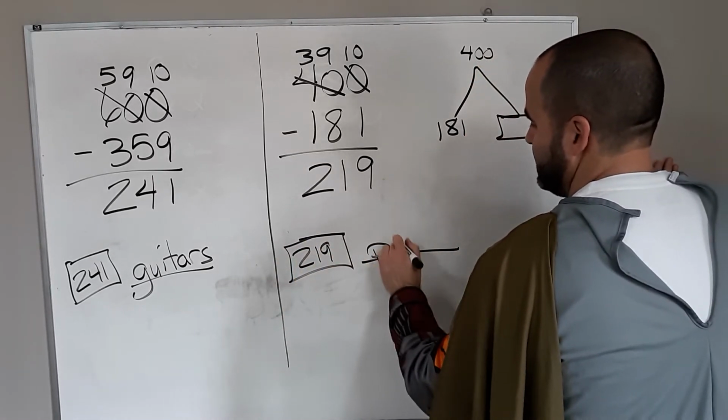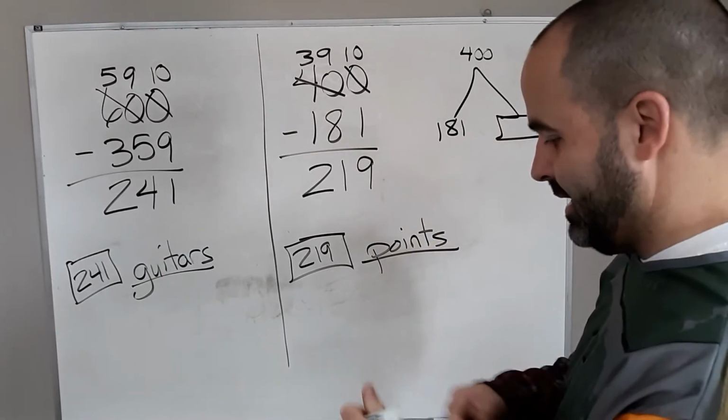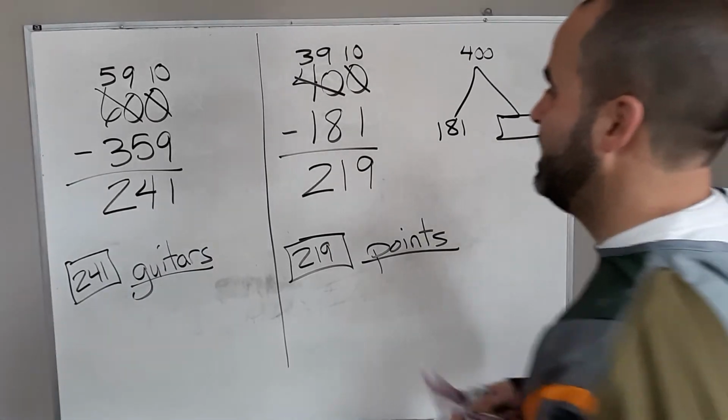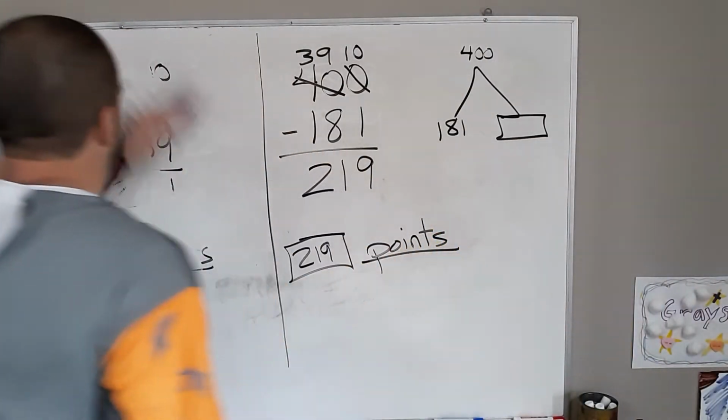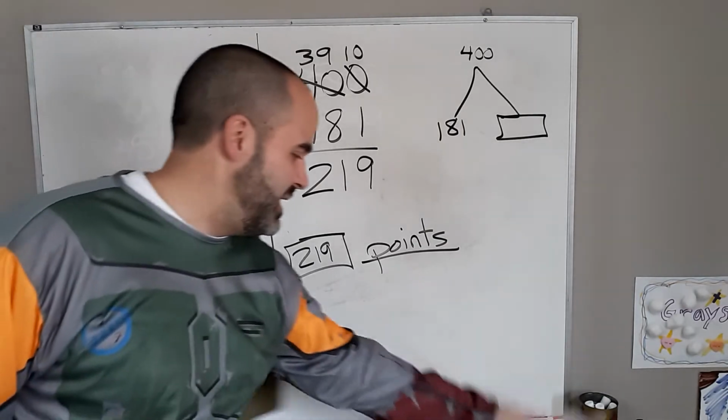Yeah, 219 points. Okay, so that's the front side, right? Now I'm going to leave this up here for some of you who are still finishing up. I'll move this way just a little bit because here's what's happening next.